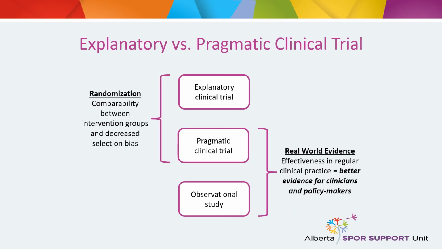Both explanatory trials and pragmatic clinical trials incorporate random allocation of participants to treatment groups to promote internal validity and comparability. Pragmatic clinical trials and observational studies are considered real-world evidence, which provides evidence on effectiveness. This results in more context-appropriate evidence for clinicians and policymakers.